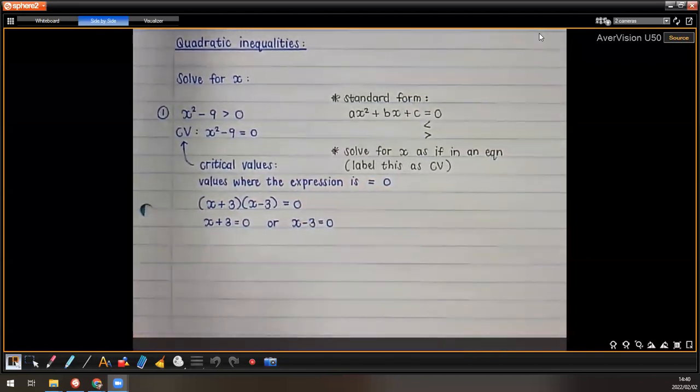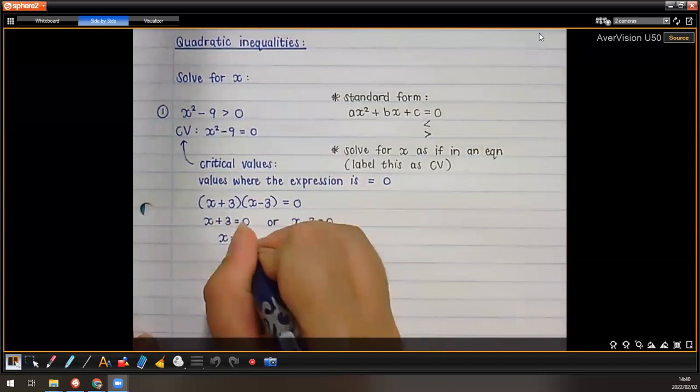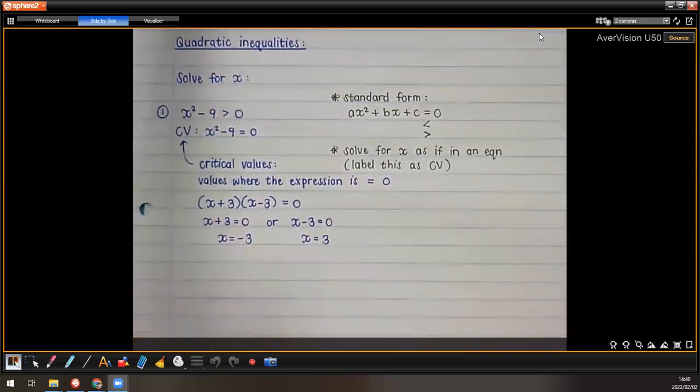So guys, we're just solving for x as we always do. But we're going to do extra work afterwards because it's actually an inequality. So here x is negative 3 or x is positive 3.